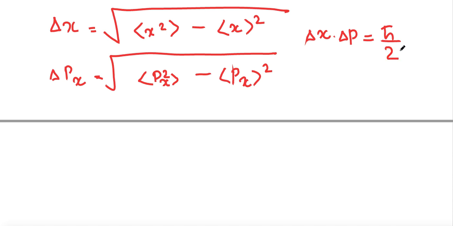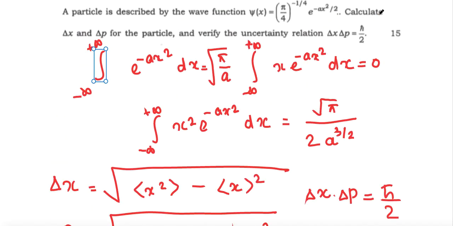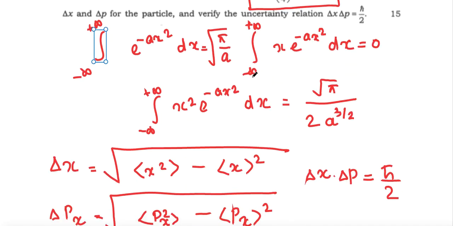Okay, so let us see how we can prove this. First of all, let us look at the wave function. The wave function here is given as this. So first of all, let us see whether the wave function is normalized or not, and if it is not, let's find out the normalization condition.